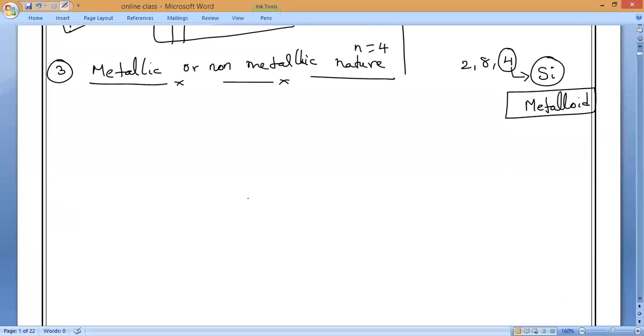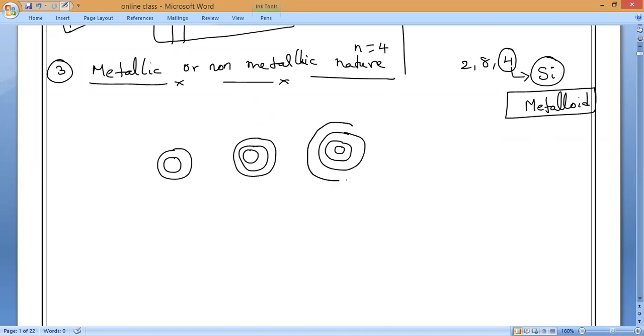Once again, I'm repeating valence electrons. What do you mean by valence shell? The outermost shell we call the valence shell. Maybe only one shell is present, that shell itself is called the valence shell. Maybe 2 shells are present, the last shell is the valence shell. Maybe 3 shells are present, and the last shell, wherever I am writing the last, you can notice here. Here only one shell is present, so it itself is the valence shell.